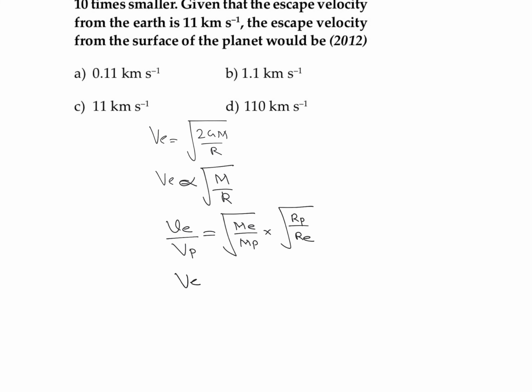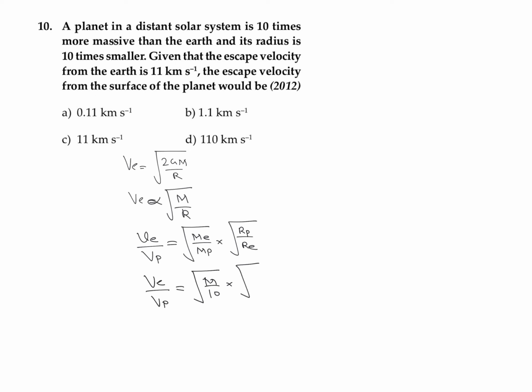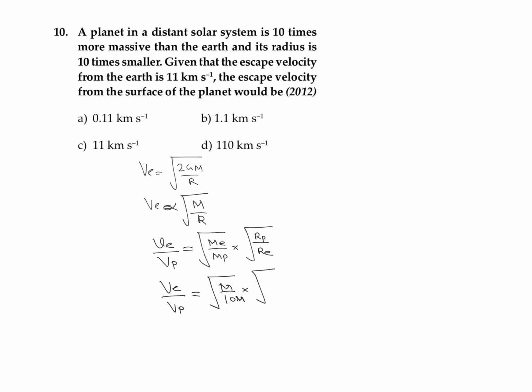So we can write escape velocity on Earth by escape velocity on planet will be equal to under root of, the mass of that planet is 10 times more than the mass of Earth. So we can take it as 10M, and it is given that the radius is 10 times smaller. So radius of Earth, if we are taking it as R, then it is R divided by 10, radius of that planet. So we can cancel this R and we can cancel this M.